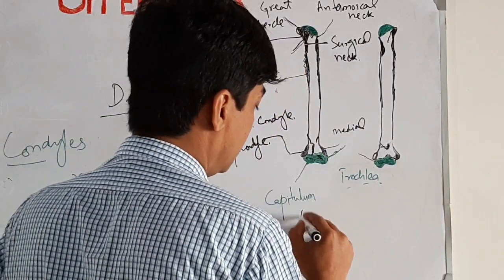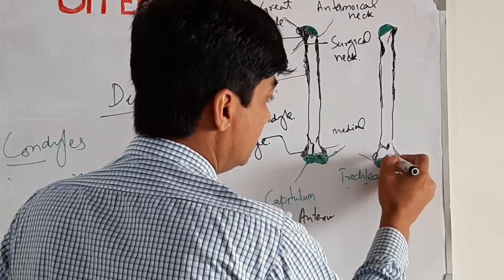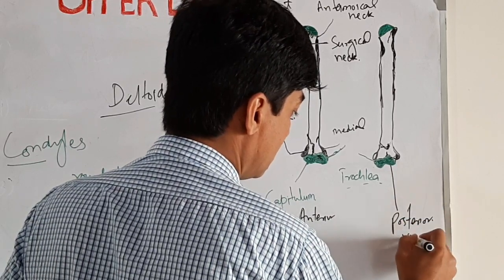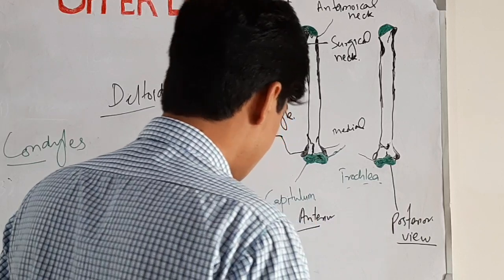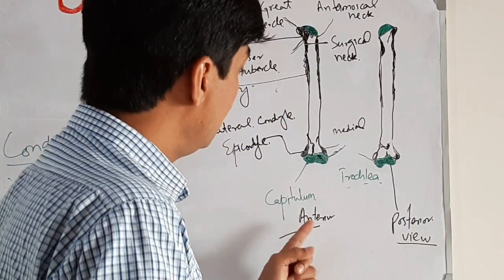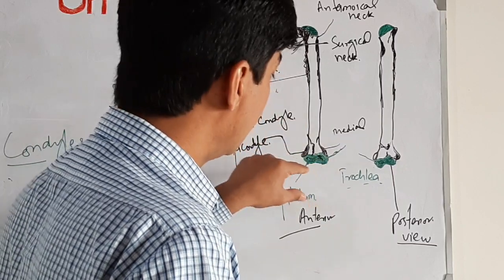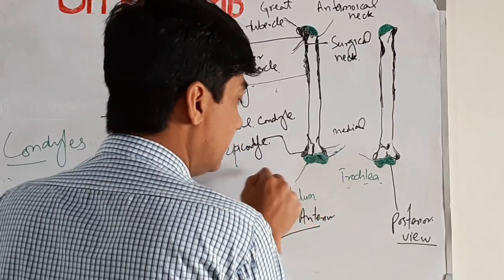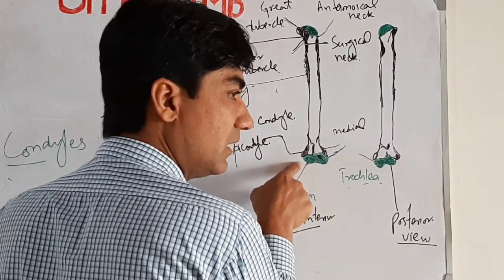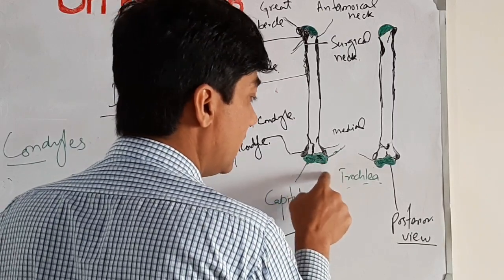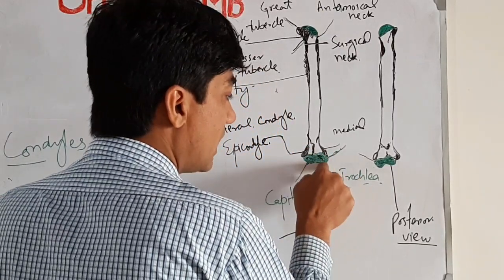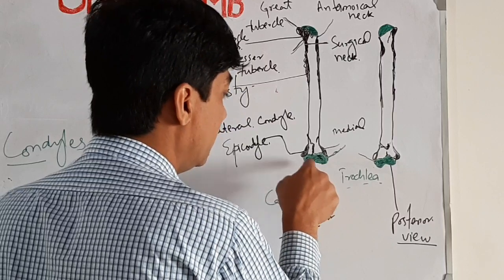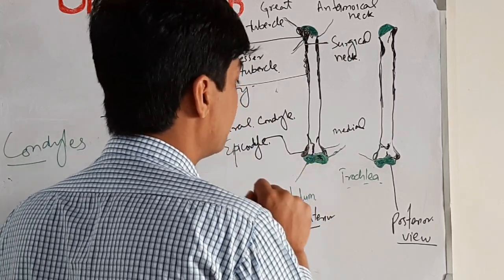This is the anterior view. This is the posterior view. When we see the anterior view of the distal part of the humerus, these are two condyles. One is medially and second is laterally. The lateral condyle is called the capitulum, and the medial condyle is the trochlea. Trochlea articulates with the bone of ulna, and the capitulum articulates with the bone of radius.